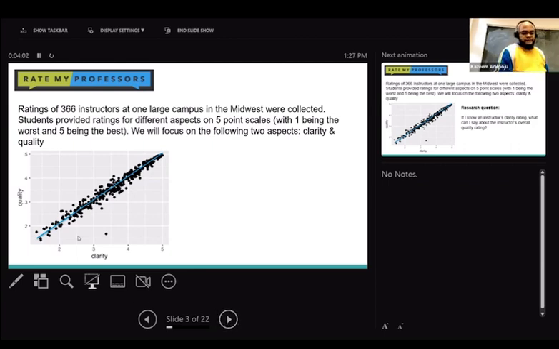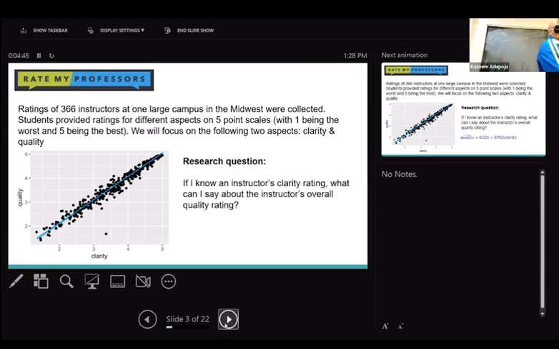We basically want to see, if I know the clarity of a professor, can I actually predict the quality of that professor? That is the reason what I'm displaying to you now is a scatter plot, which shows the graphical plotting of quality against clarity. Clarity is X, the quality is Y. So what we want to predict is quality. And as you can see, most of the points landed on a straight line, which is an indication of a very strong relationship.